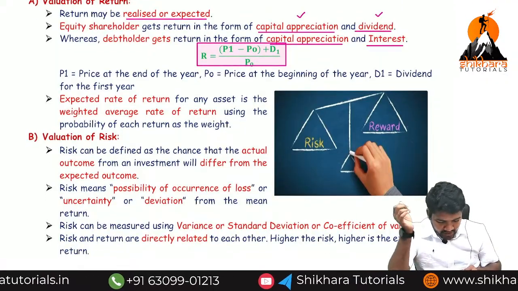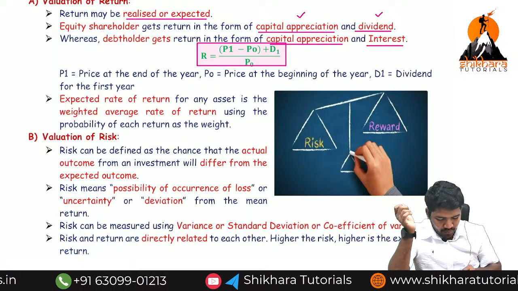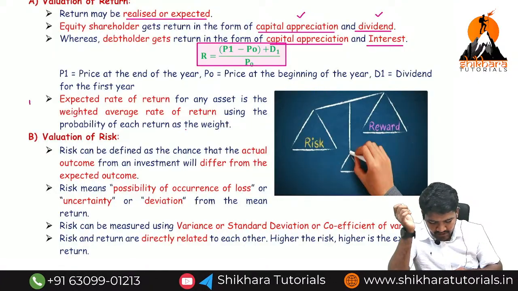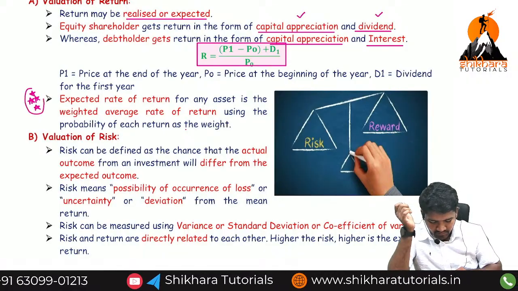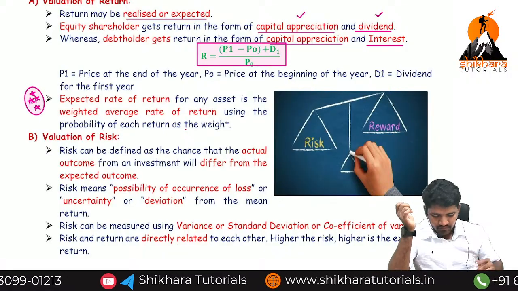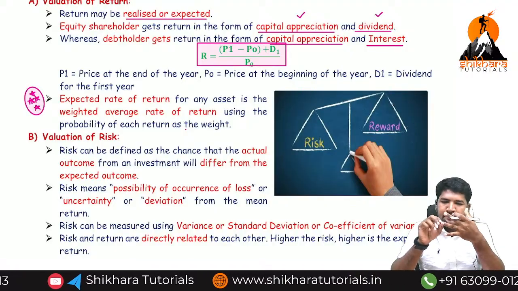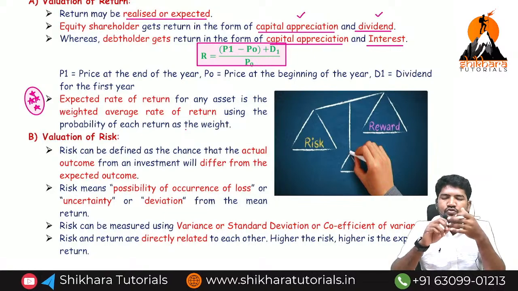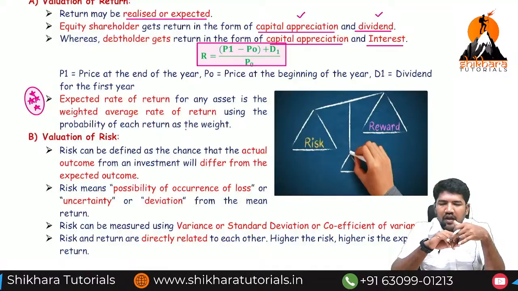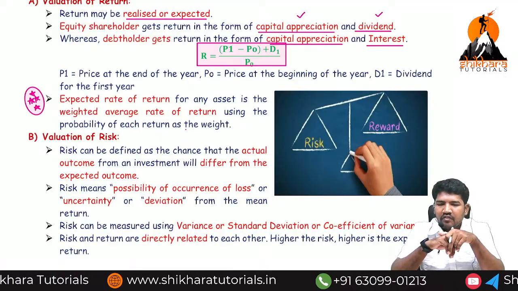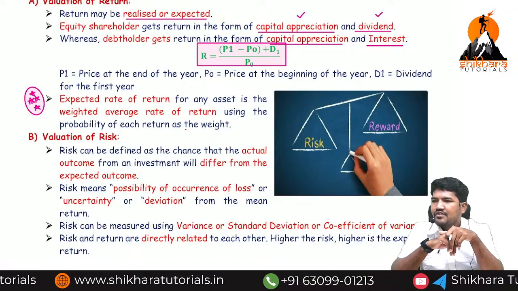So the expected rate of return for any asset is the weighted average rate of return, using the probability of each return as a weight. Put a star for this point. When you are calculating weighted average return, we are not using simple average. We are using weighted average rate of return. That's why we are calculating KO with the help of weights.